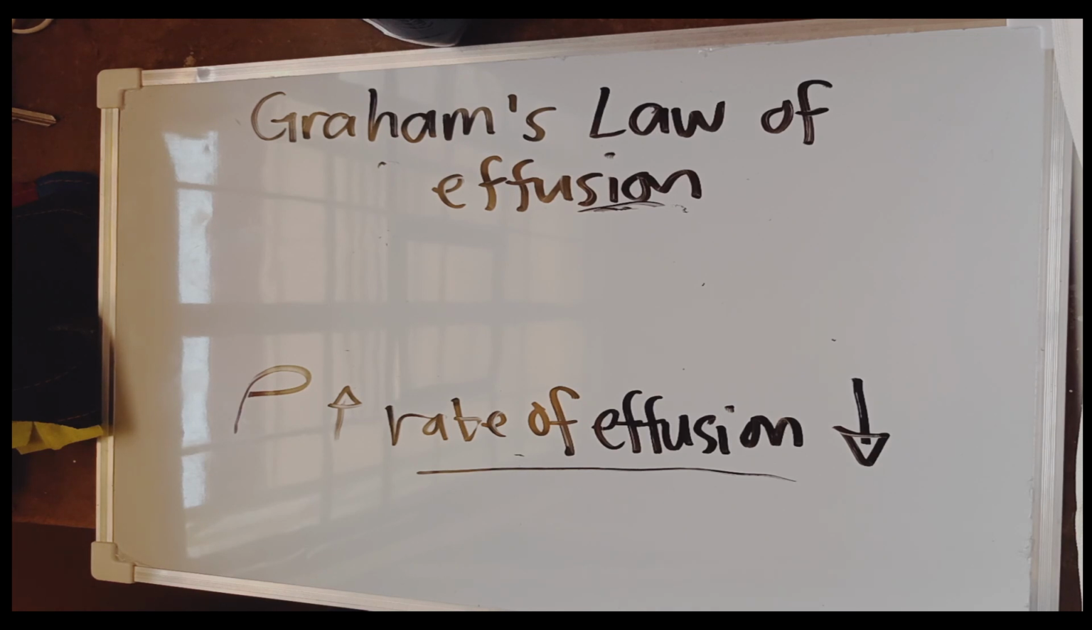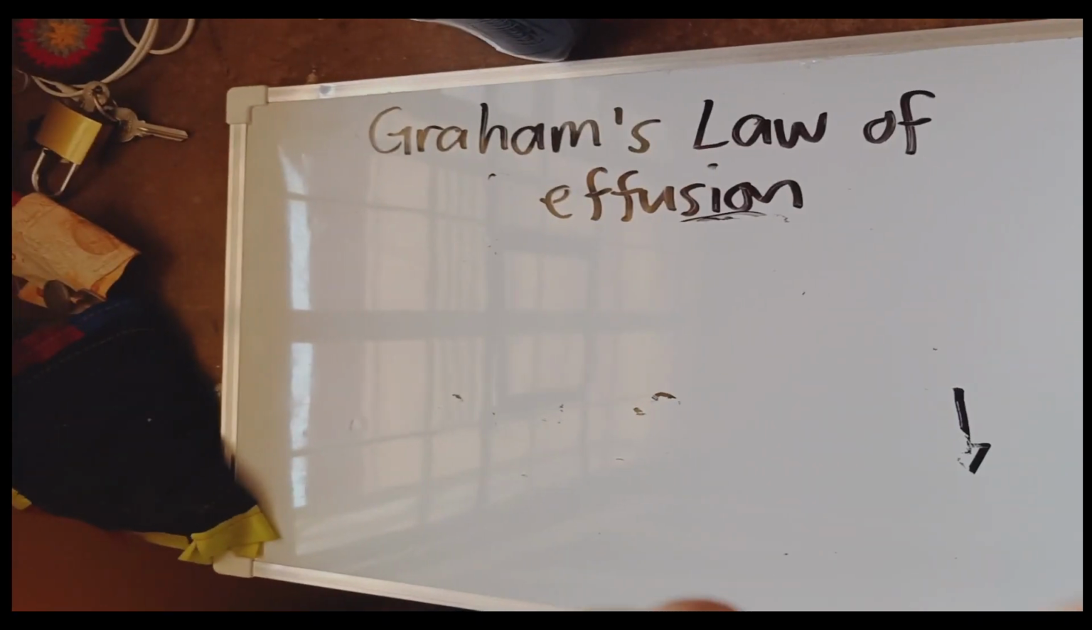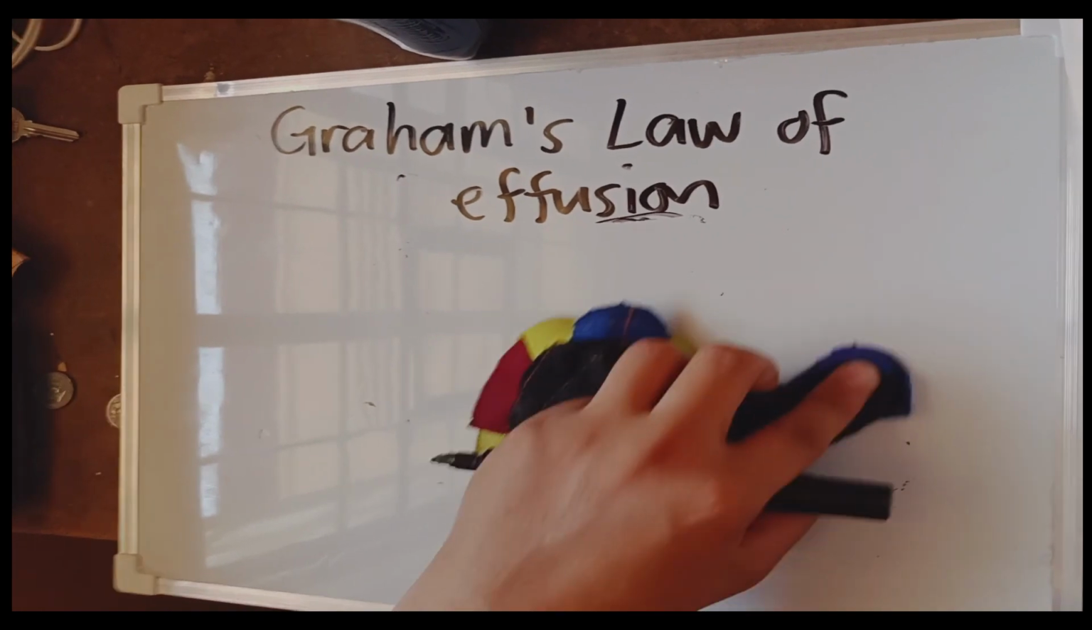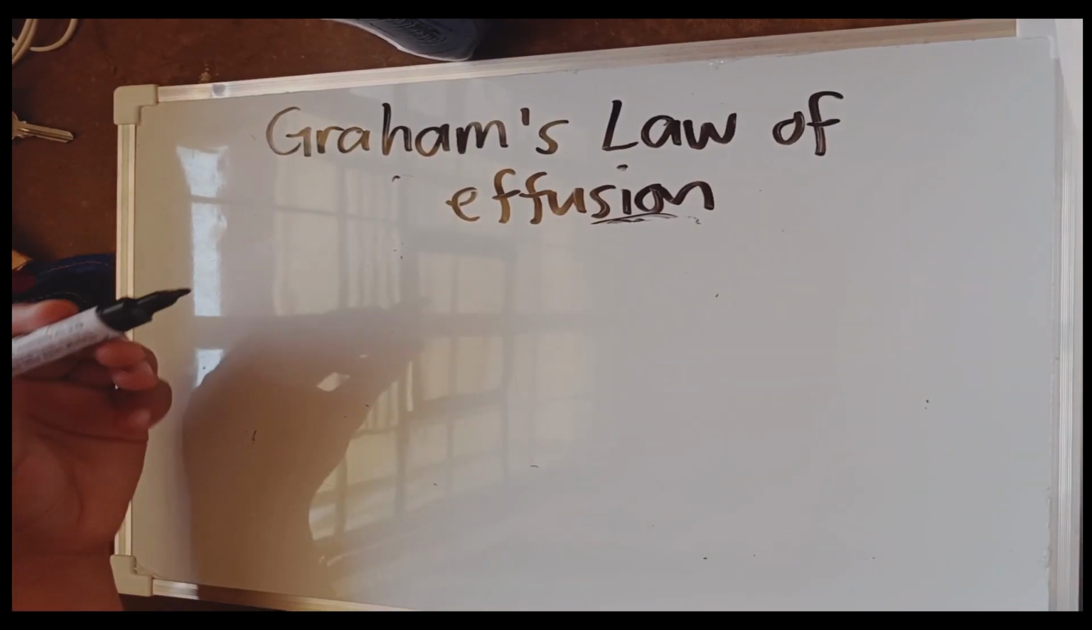The same thing in the gases. So when there is a higher density in a certain gas, the rate of effusion is lower. That is Graham's law of effusion stated. So we can form a formula like this.